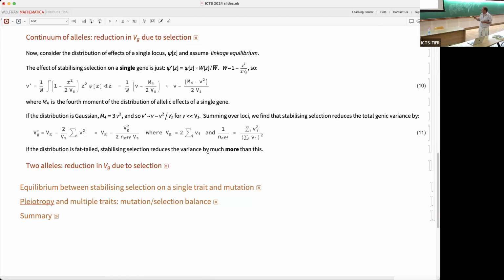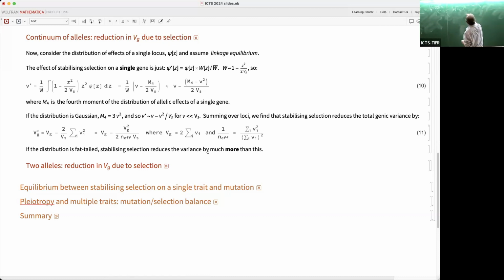And what we can do, just to keep it general, I'll actually start not by assuming a Gaussian. I won't make any assumption. I'll assume there's just some distribution. And we'll say that to a good approximation, if selection isn't too strong, the fitness is reduced by this 1 minus z squared over 2Vs. So we have an actual fitness function e to the minus z_opt squared over 2Vs.